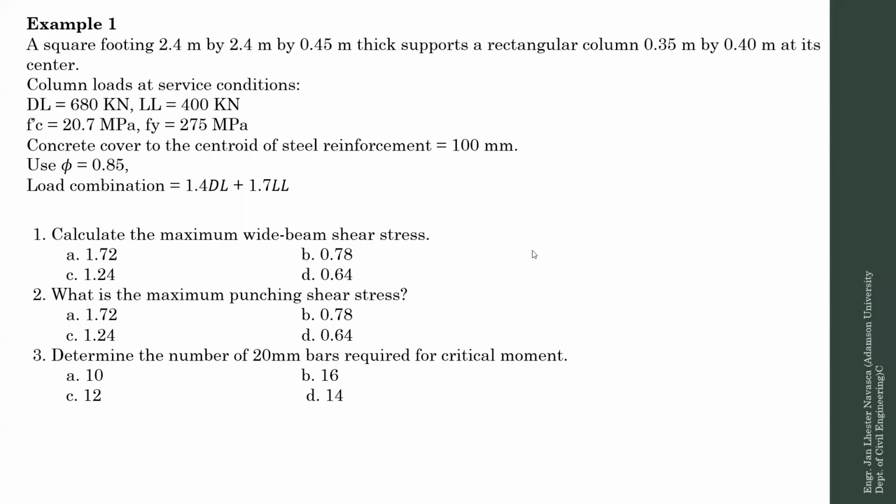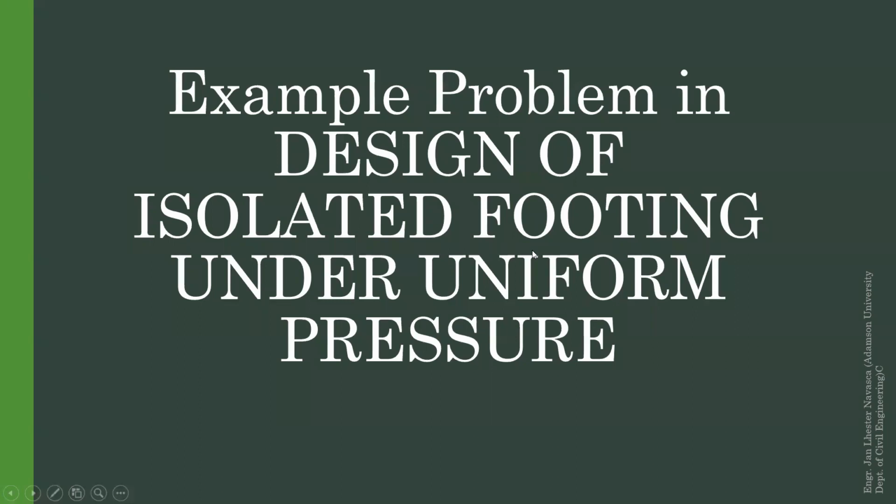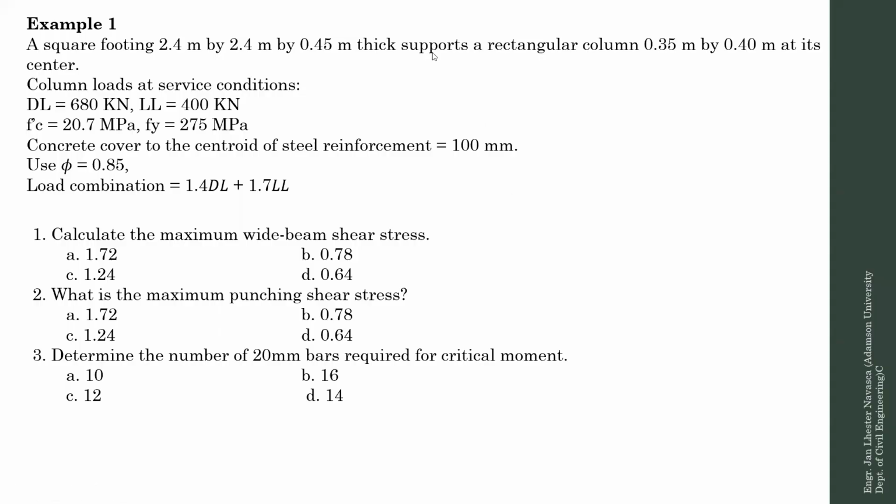So today we will discuss example problems in design of isolated footing under uniform pressure. Okay. So example 1, a square footing which is 2.4 meters by 2.4 meters with a thickness of 0.45 meter thick supports a rectangular column of 0.35 by 0.4 at its center.